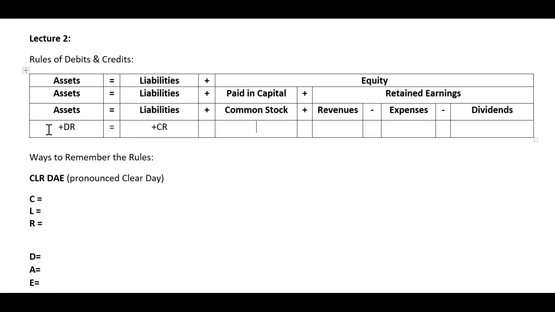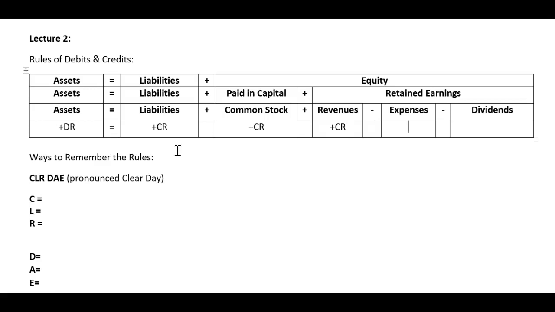Now equity we have to talk about. Equity itself is increased with the credit. But remember, there are certain items under our equity that decrease our overall equity. So let's go through each one. Common stock increases our equity. So therefore, common stock is typically a credit account. Revenues also increase equity, so they're going to be credits.